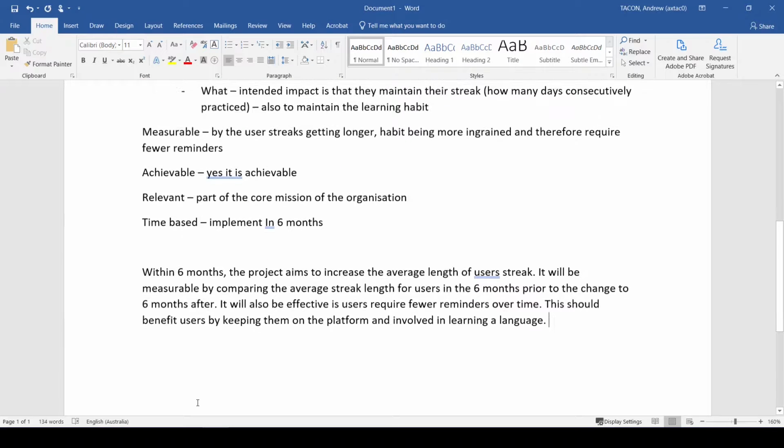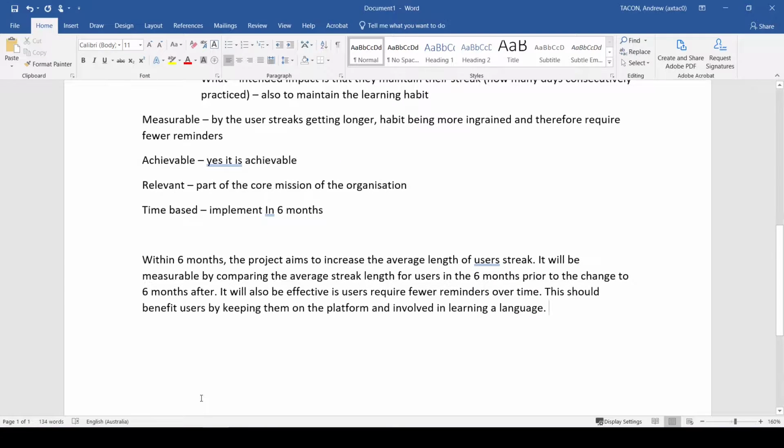Okay, so that's the SMART goal. Within 6 months, the project aims to increase the average length of a user's streak. It will be measured by comparing the average streak length for users in the 6 months prior to the change to the 6 months after. And we're also going to know if it's effective by them requiring fewer reminders over time. And this should benefit them by keeping them on the platform and involved in learning a language. So people will stay around longer. So that's the SMART goal.